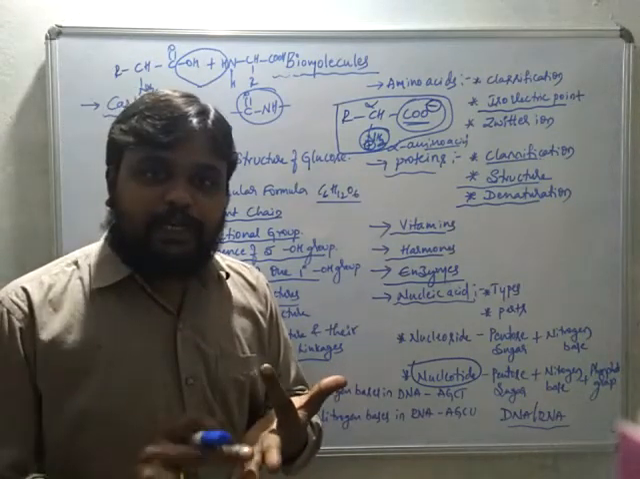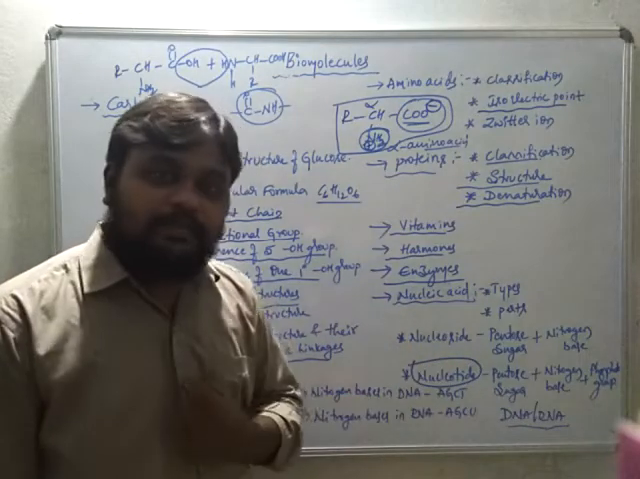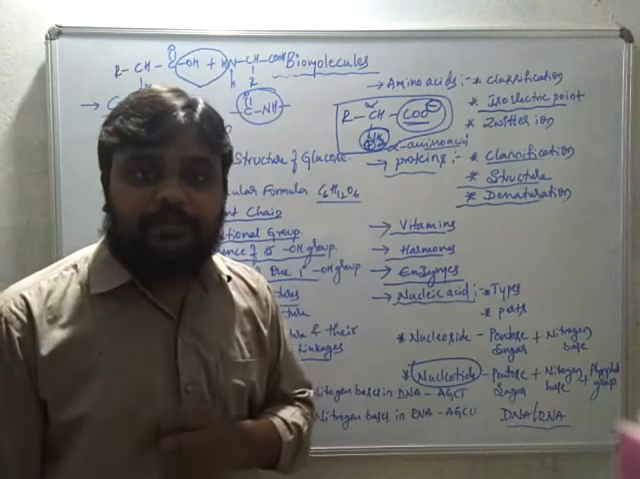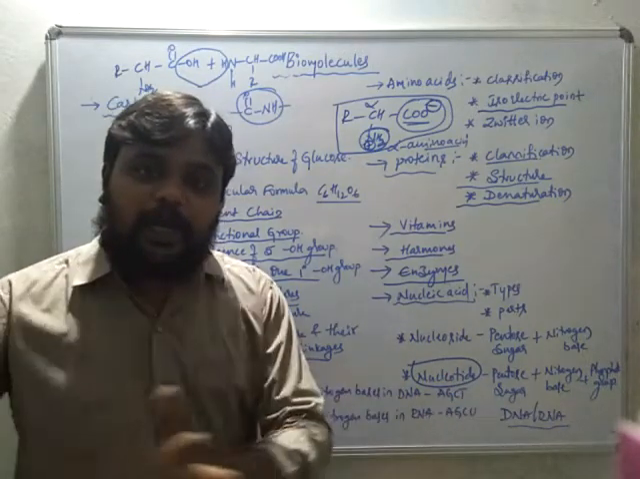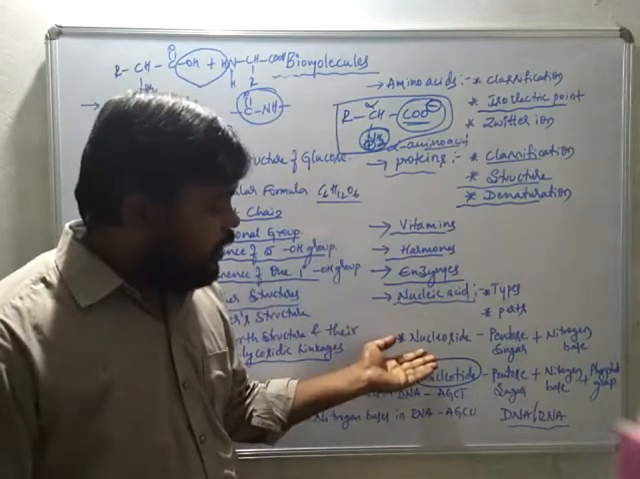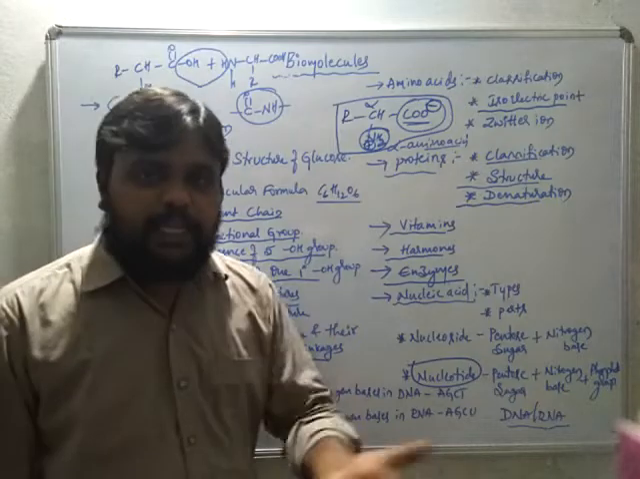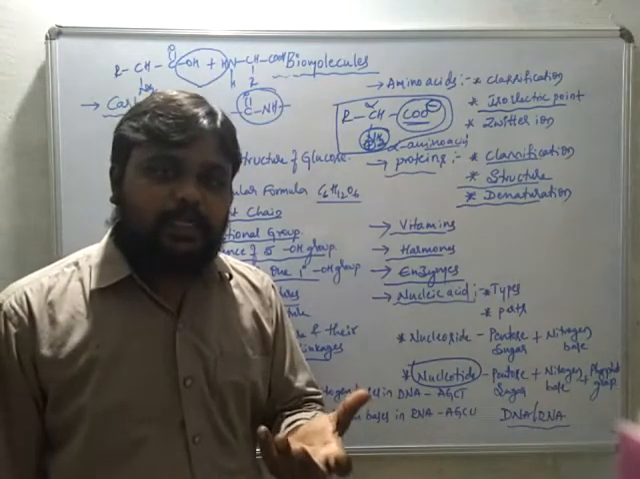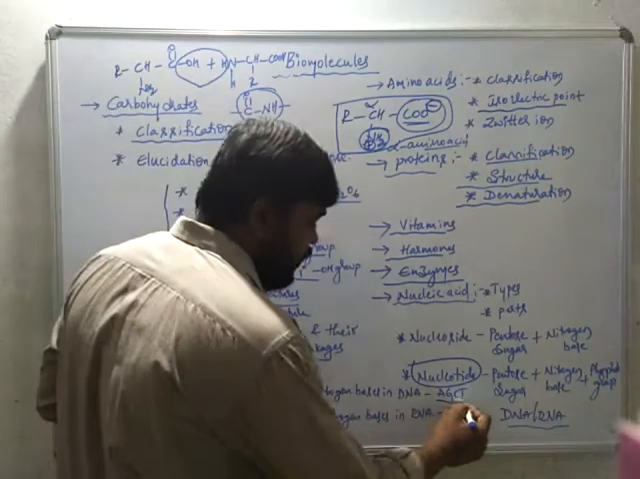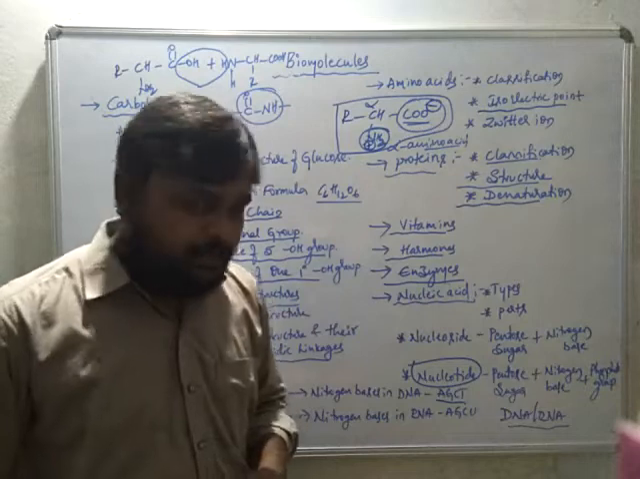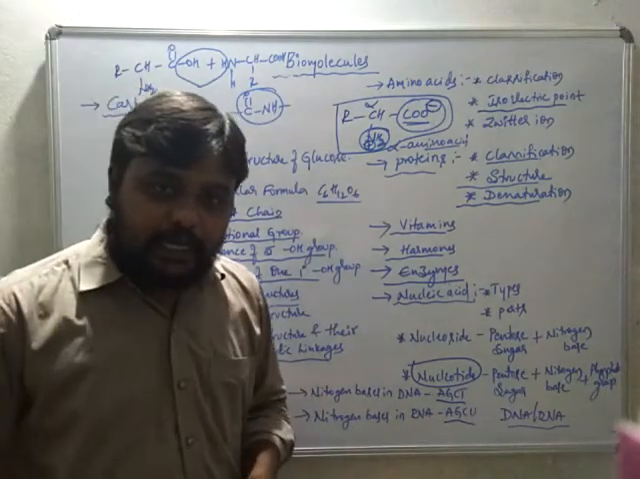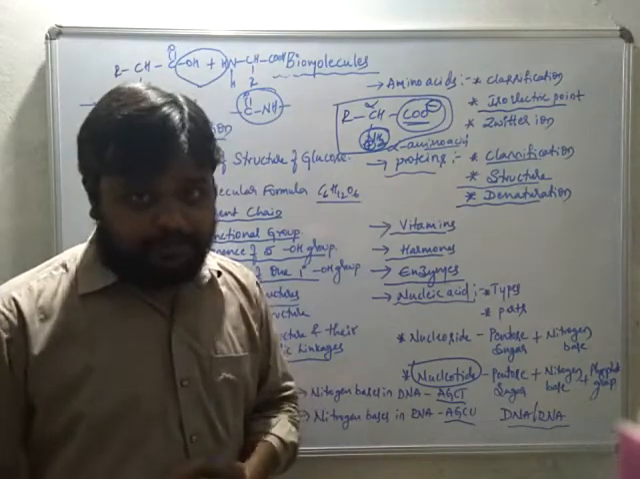This pentose sugar and nitrogen base together we call as nucleoside. To this nucleoside, if phosphate is attached, we call it as nucleotide. These nucleotides, upon polymerization, give a nucleic acid. In case of DNA, the nitrogen bases are A, G, C, T, that is adenine, guanine, cytosine and thymine. In case of RNA, we have A, G, C, U: adenine, guanine, cytosine and uracil.